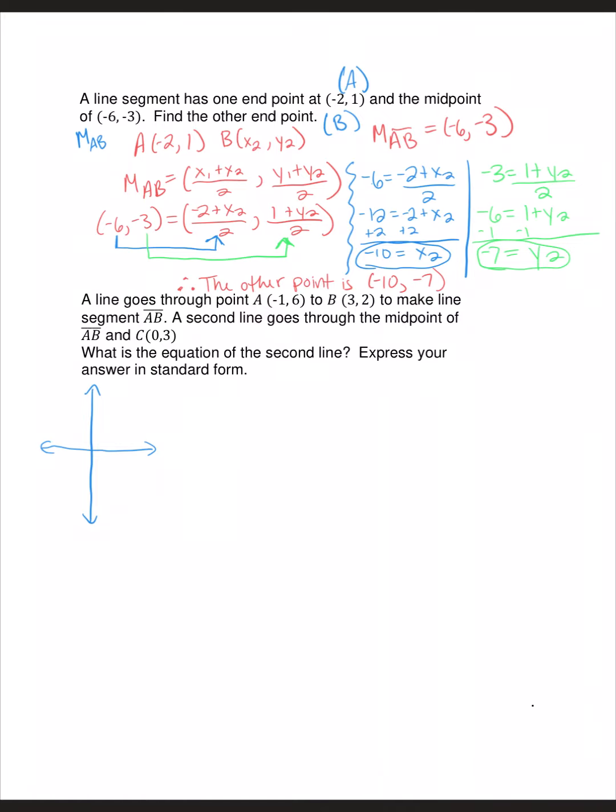A line goes through the point A at (-1, 6). So (-1, 6) is going to be somewhere around here, and we'll say that's point A. And point B is at (3, 2). So let's say that's somewhere there.